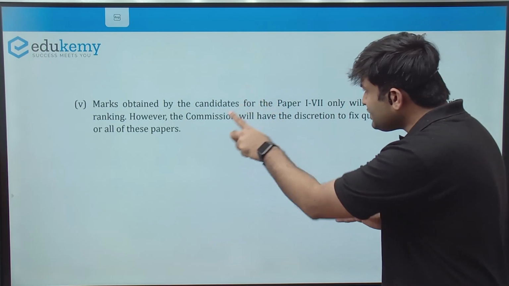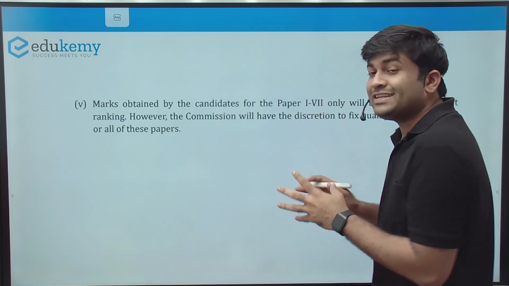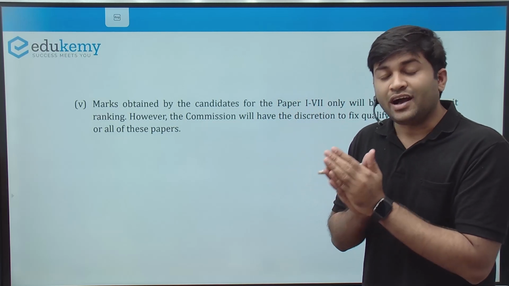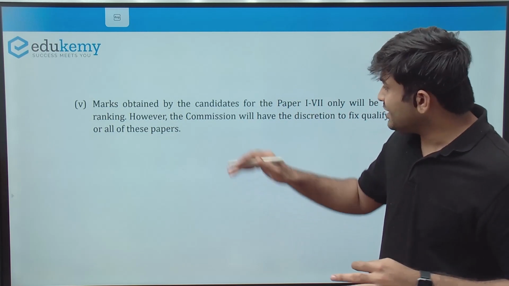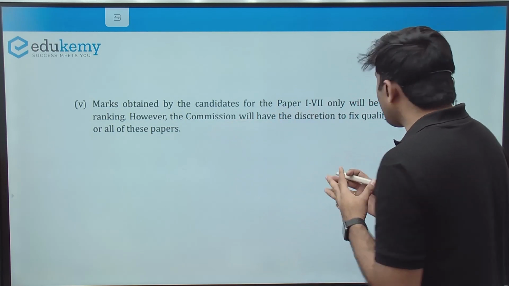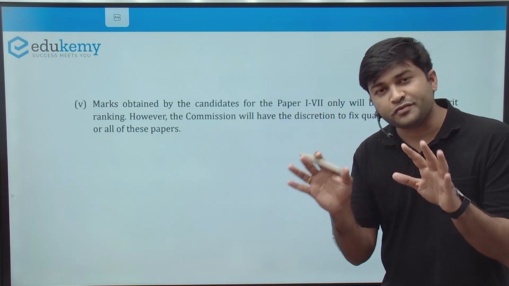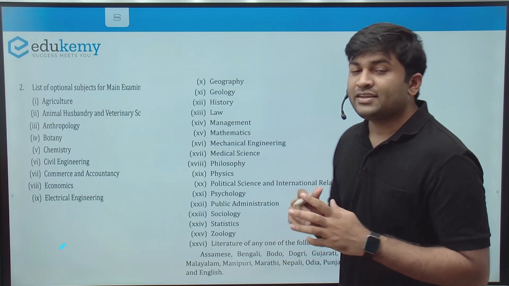Also, the marks obtained by the candidates for Papers 1 to 7, that is the compulsory papers, are considered for your merit ranking. However, the Commission will have the discretion to fix qualifying marks in any or all of these papers. So there is a discretion that is given by the UPSC themselves.